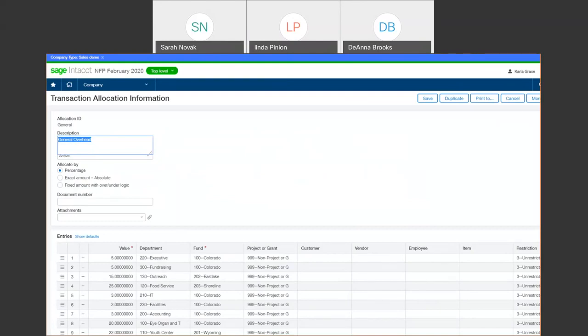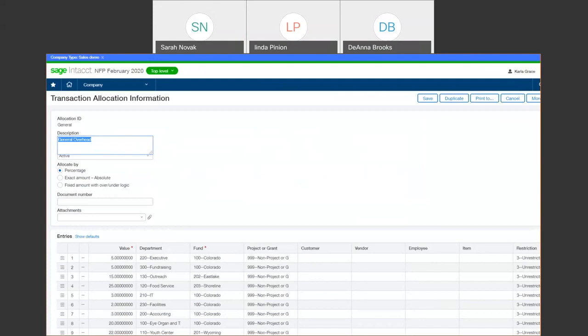You have three different ways that you can set up a transaction allocation. It can either be by percent, it can be an exact amount, so an absolute amount, or it can be a fixed amount with an over-under logic. Again, you have the ability to have an attachment here with it, but this is how you can get Sage Intacct to do the math for you and to split that out automatically.